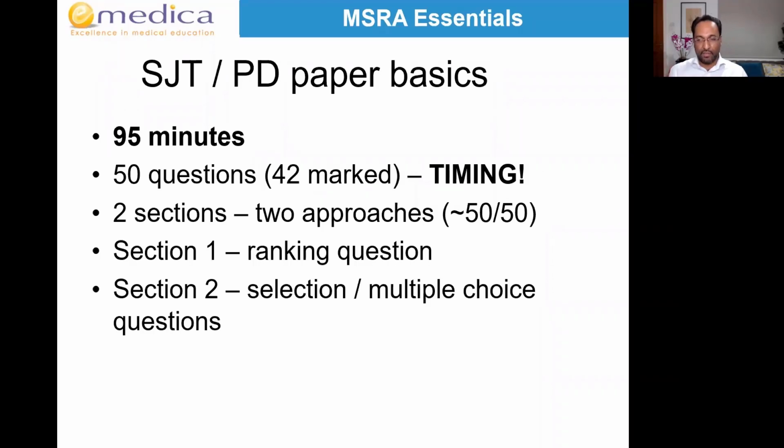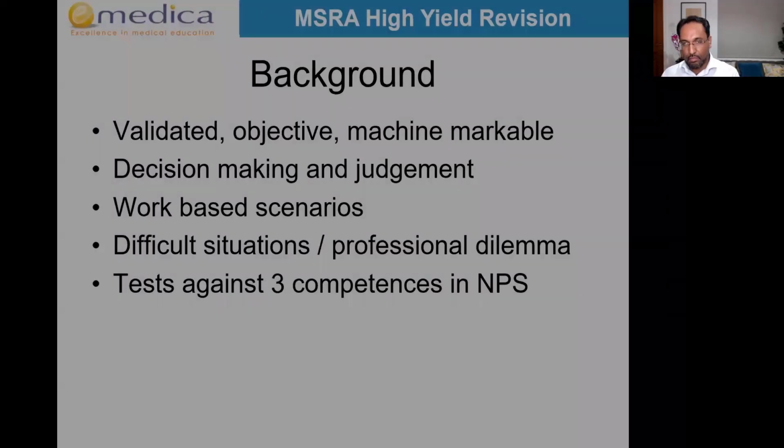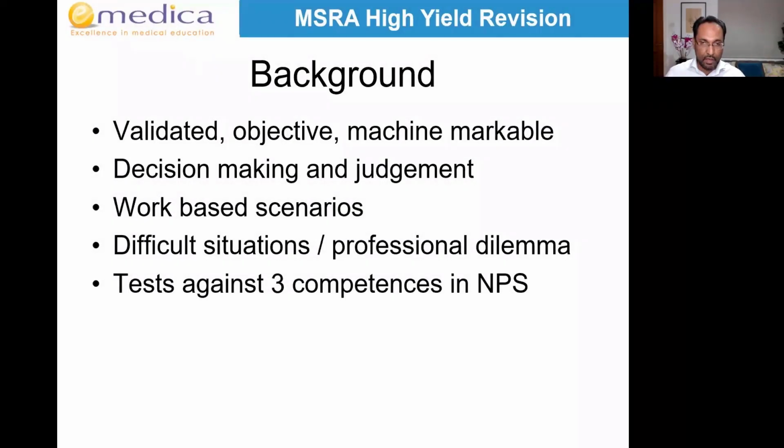Now, there's 2 sections within this, and about half the questions are in section 1, half are in section 2. But section 1 carries the bulk of the marks. So section 1 of the SJT paper are ranking questions. You get a scenario, there's 5 options, you rank them best to worst. In a few questions, there'll be 4 options, you rank them best to worst. Section 2, there's 8 options, you select 3 that go together to make one correct response to the scenario. So section 1 questions are worth up to 20 marks, section 2 are worth maximum 12. That's why section 1's worth more, even though about equal number of questions.